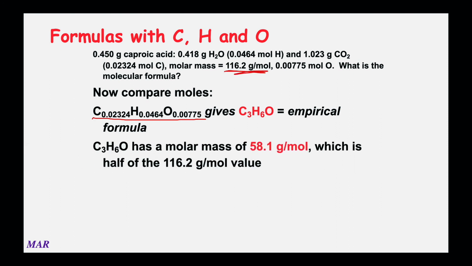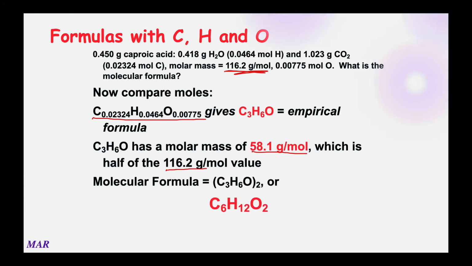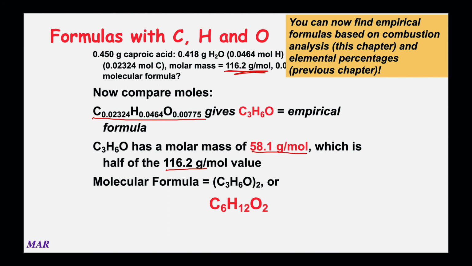So in this problem, if you add up 3 carbons and 6 hydrogens and 1 oxygen, or roughly 3 times 12 plus 6 times 1 plus 16, it comes out to be about 58.1 grams per mole. And you can compare the empirical formula's molar mass, which is this number, to the molar mass of the whole thing, which is the number that's given to you. And you can probably see that 116.2 divided by 58.1 is a ratio of about 2 to 1. So that means the molecular formula will have 2 empirical formulas in it. C6H12O2 is the molecular formula.